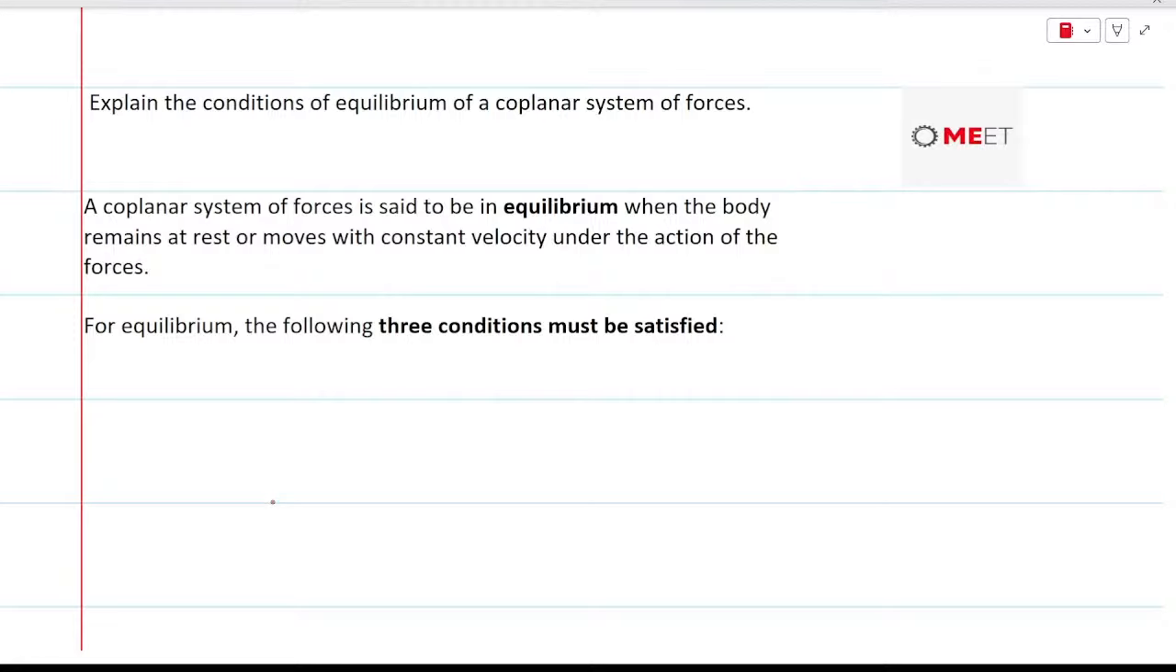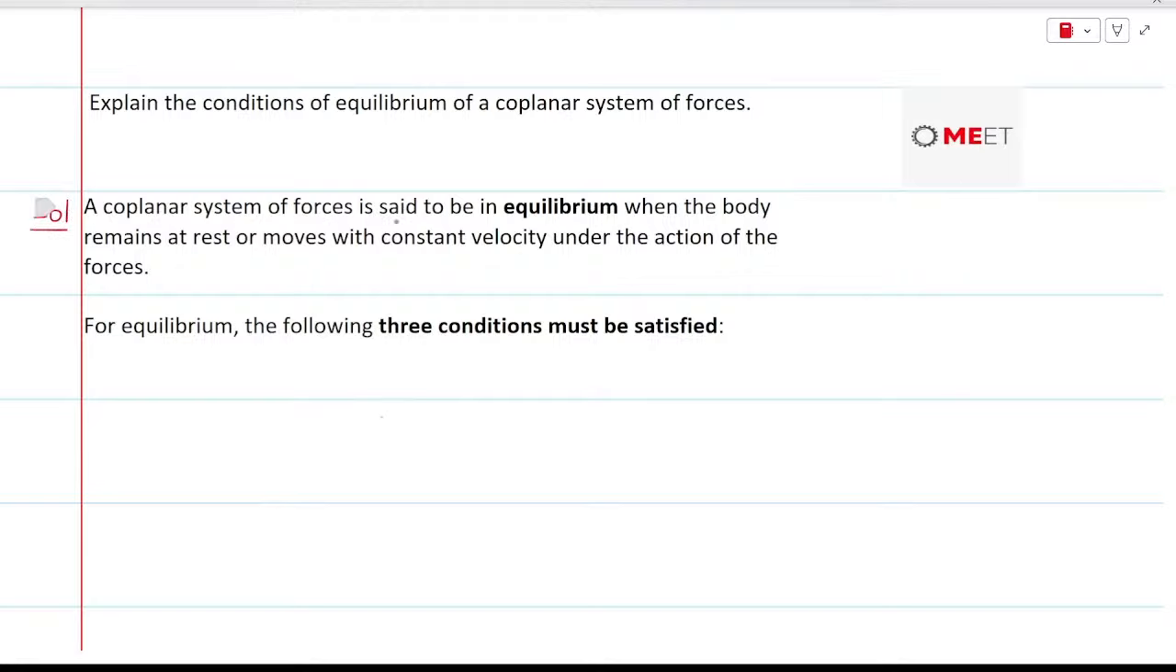Explain the conditions of equilibrium for a coplanar system of forces. Coplanar means all the forces lie in a single plane itself. The forces could be concurrent, meeting at a single point, or the forces could be coplanar non-concurrent. So here, let's try to understand.